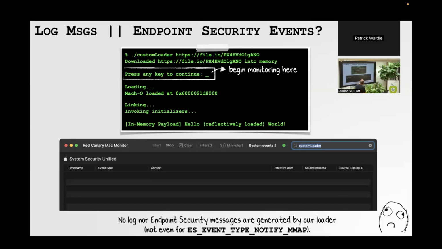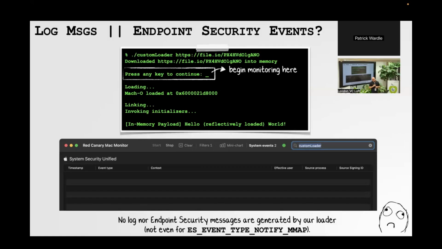I always start with two things: log messages and endpoint security messages, because these are usually the best two sources of events that we can ingest into security tools to detect malicious behavior. So the first thing I did, I instrumented my loader so that it would pause, and only when I hit enter, it would then trigger the in-memory code loading and execution. That allowed me to start a file monitor, an endpoint security monitor, and see if any events were detected.